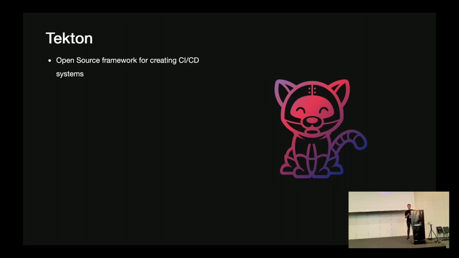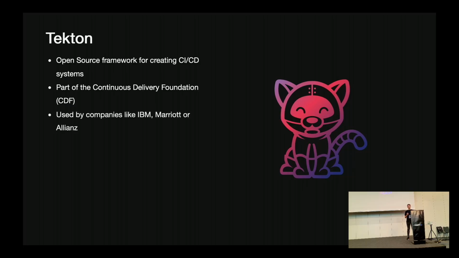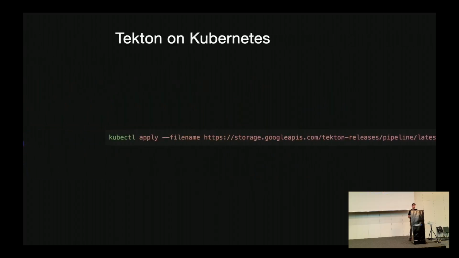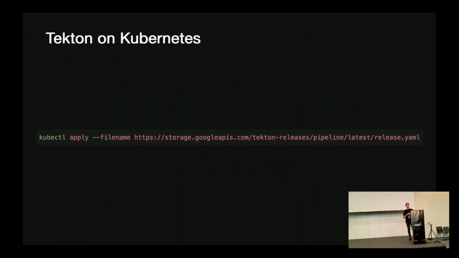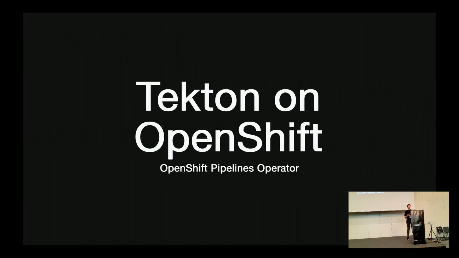So Tekton is an open source framework for creating CI/CD systems, and it is part of the so-called Continuous Delivery Foundation. Tekton has been around for 6 years now, and it has been used by well-known companies like Marriott, like the company who runs this hotel, IBM, and a company called Allianz. So you can install Tekton directly on Kubernetes like this, for example, or you can install Tekton on OpenShift using a so-called OpenShift Pipelines operator.